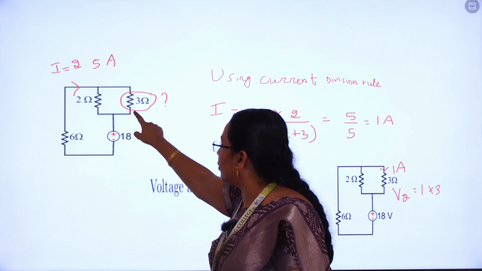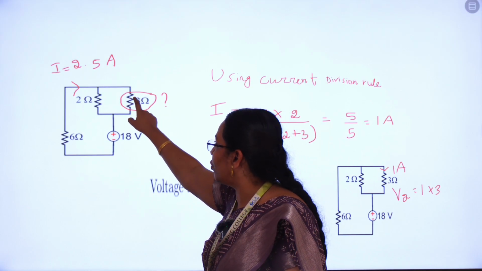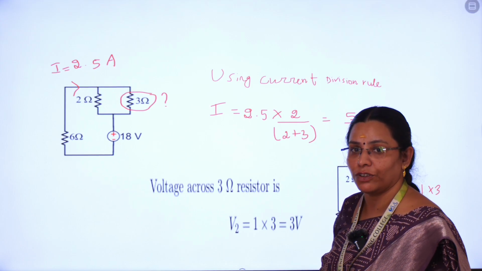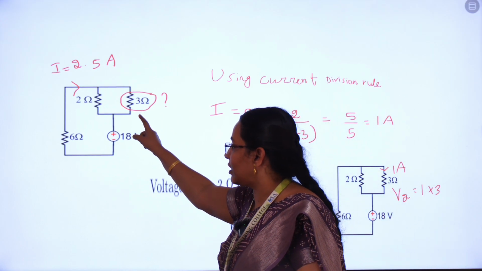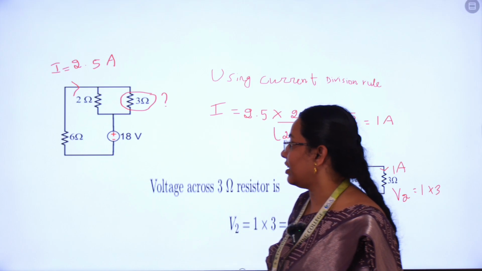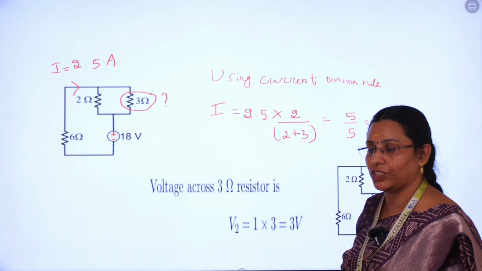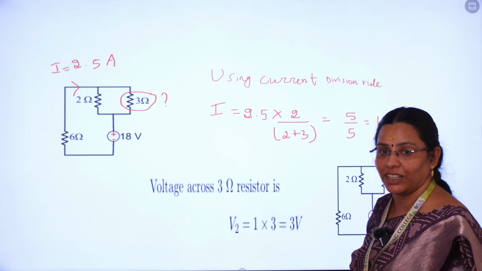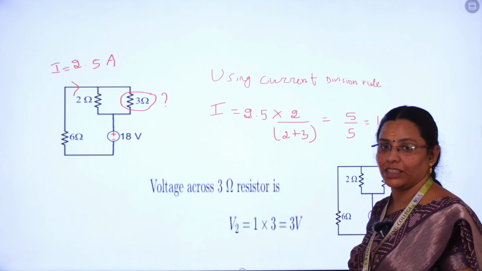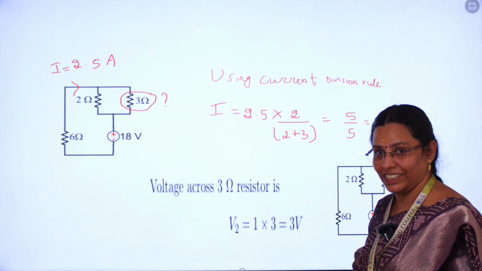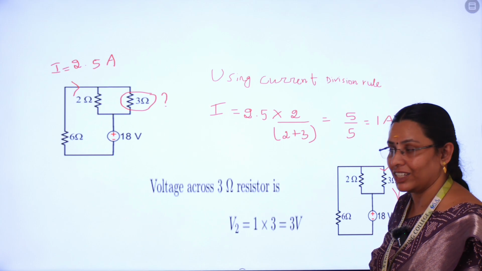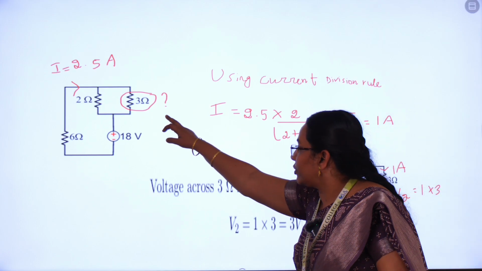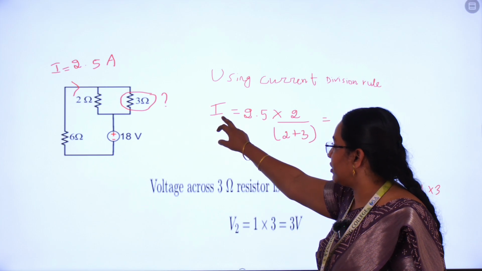So now we are going to calculate the current flowing through the 3 ohm resistor. How much current is flowing through the 3 ohm resistor? We have the total current, so by using the current division technique. What is the current division technique? The current division technique is nothing but the total current I into the opposite resistance divided by the sum of the resistances. So we are going to calculate the current flowing through the 3 ohm resistor.